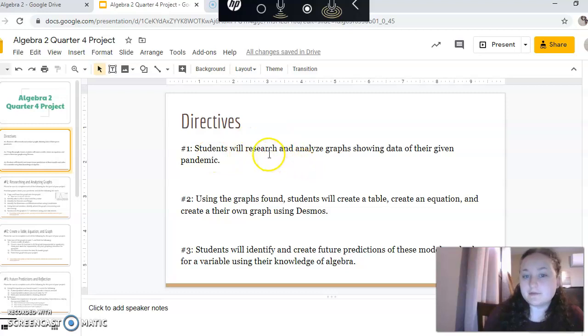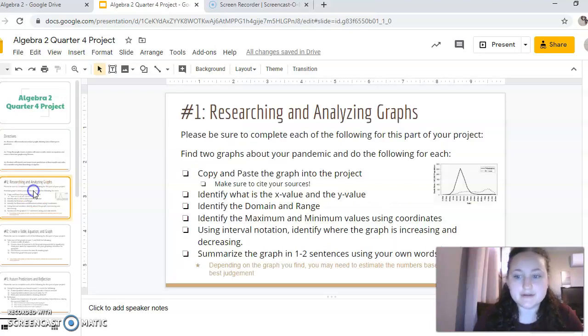The first is to be able to research and analyze graphs showing data of your given pandemic. Then once using one of the graphs found, you're going to create a table, create an equation, and then you're going to create your own graph using Desmos. And then you will identify and create future predictions of these models and solve for a variable using what you know about algebra. So I'll explain that a little more in detail.